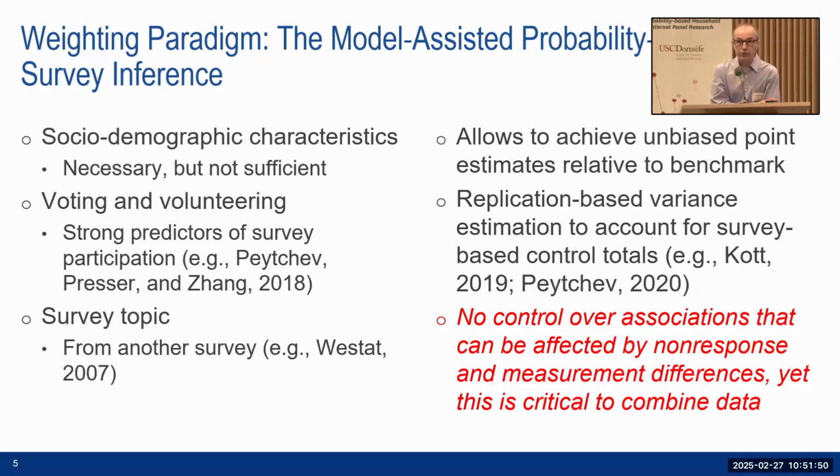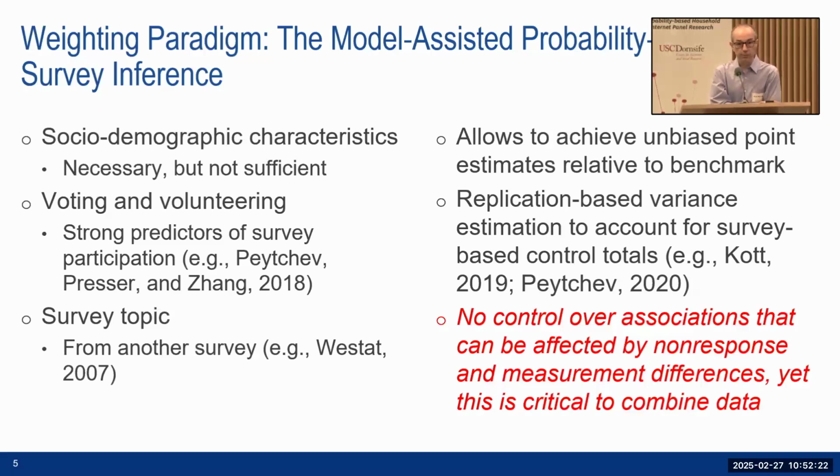It allows us to achieve unbiased point estimates relative to the benchmark, right? We use the benchmark in the calibration, so by definition, it's going to be an unbiased estimate in the end when we pool the data. We can also reflect the uncertainty that we use benchmarks that are derived from survey data and can be quite unstable. So there are replication-based variance estimation methods that then would reflect that uncertainty, and also the certainty that we get from using Y variables in there.